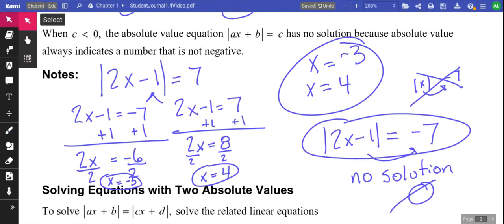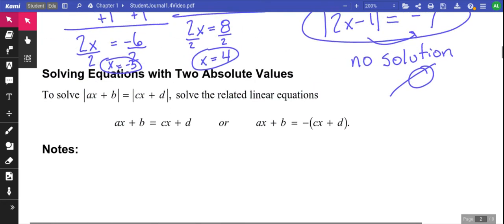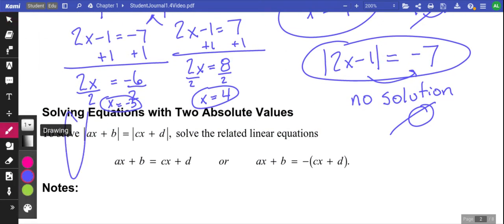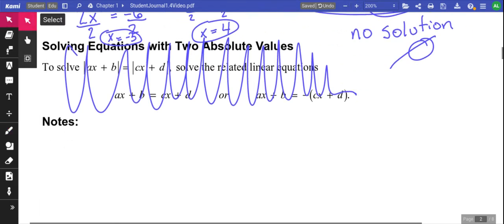All right, I've got a couple more examples. So I know this says solving equations with two absolute values. I'm not going to do any with two absolute values. We're keeping it pretty simple on this one. But let's go ahead and use the space to solve out a couple more equations because I've got a couple more examples.